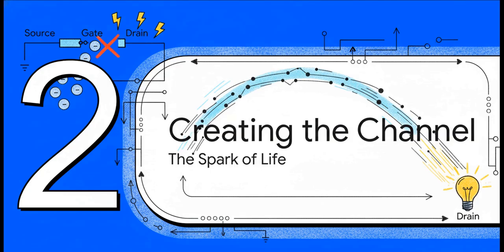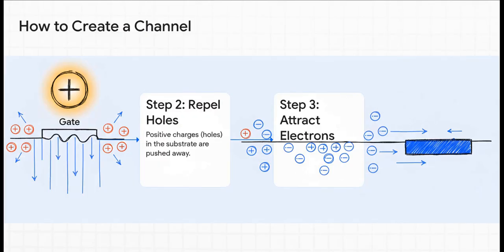Okay, so the switch is off. Now for the really cool part. How do we flip it on? We have to somehow create a pathway, a little bridge for electrons to cross, right where one didn't exist a moment ago. And this is where that field effect part of the name really makes sense. See, when we apply a positive voltage to the gate, it creates this invisible electric field that punches right through that thin oxide layer. This field is like a bouncer at a club.